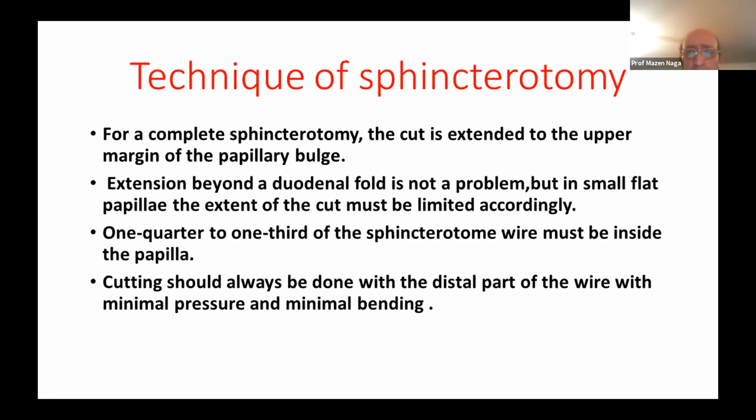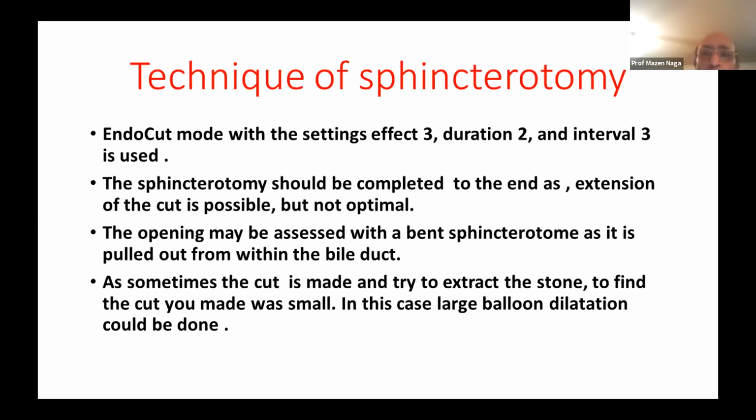Cutting should always be done with the distal part of the wire, with minimal pressure and minimal bending for proper cutting. Endocut mode is used with setting effect 3, duration 2, interval 3. The sphincterotomy should be completed to the end, because if we stop and try to cut again, and edema occurs, the edges will be blurred. And we must see that there is no blanching of the edges, which means overcoagulation. We must make sure that the cutting current is more than coagulation in this case.